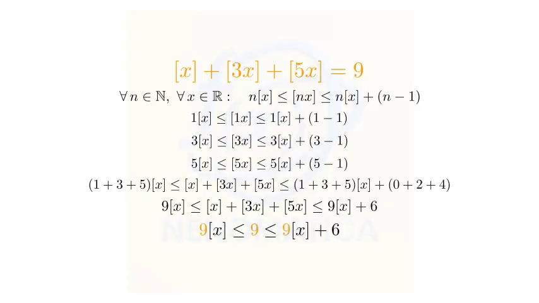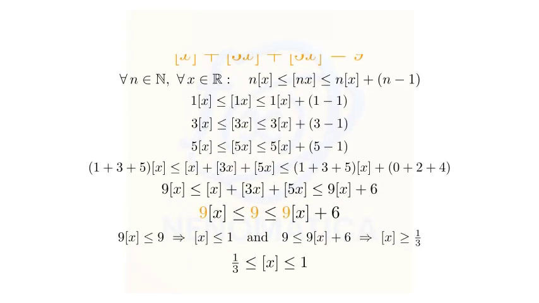Since the problem states that the middle sum equals 9, substitute to get 9 times floor of x is less than or equal to 9, which is less than or equal to 9 times floor of x plus 6. From 9 times floor of x less than or equal to 9, we get floor of x less than or equal to 1. And from 9 less than or equal to 9 times floor of x plus 6, we get floor of x greater than or equal to 1/3. So 1/3 is less than or equal to floor of x, which is less than or equal to 1.